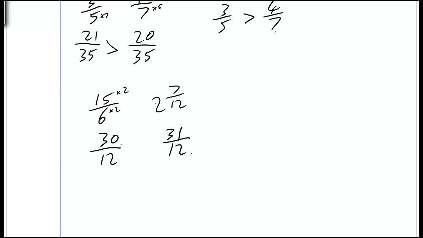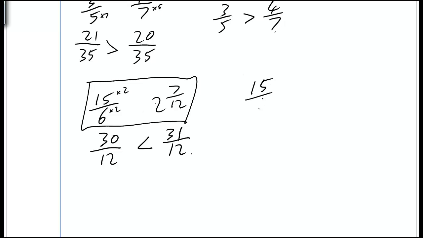Now you can compare these two, and you can see that 30 over 12 is less than 31 over 12. So all we do now is we look at our original fractions that we started off with and just put the less than sign in. So 15 over 6 is less than 2 and 7 over 12.